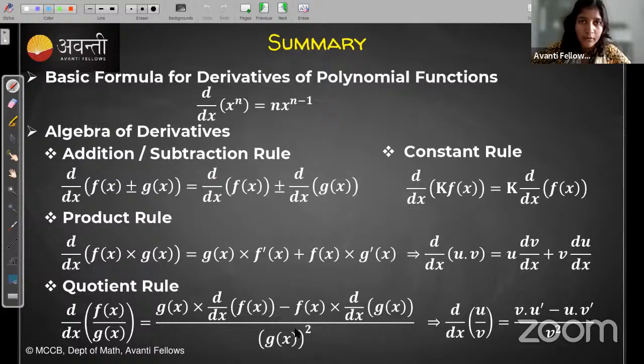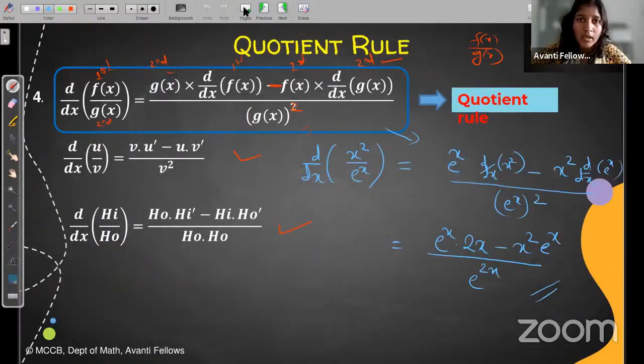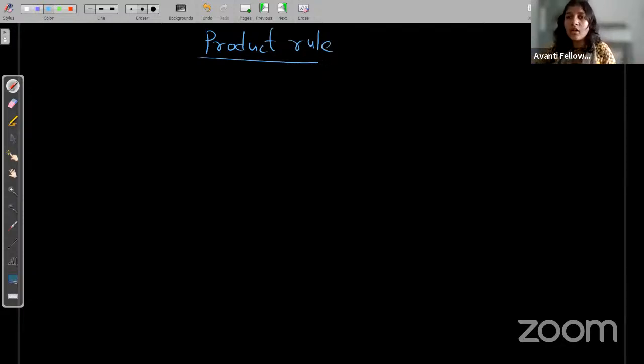Okay. Fine. So the next one is what? Next one is product rule, okay? Product rule. So what is product rule? Product rule helps us to find the differentiation when two functions are in the product form. Say the functions are in the form f of x into g of x, okay?